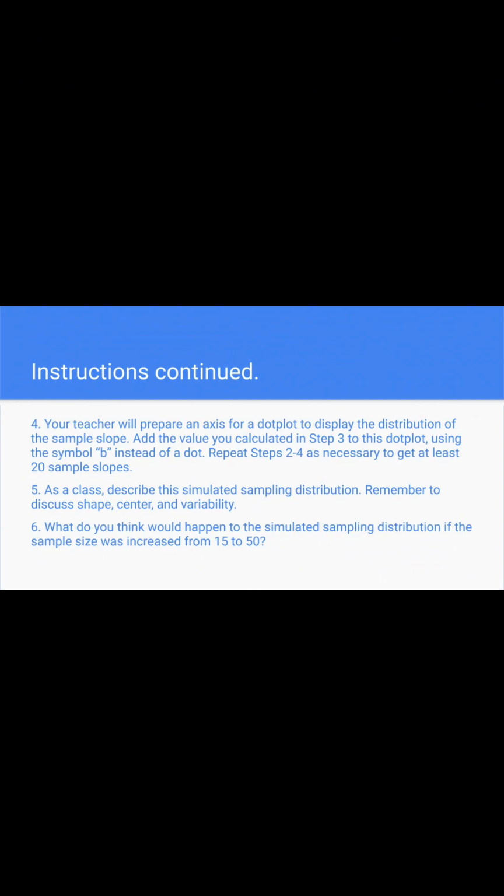Step 5. As a class, describe the simulated sampling distribution. Remember to discuss shape, center, and variability. Step 6. What do you think would happen to the simulated sampling distribution if the sample size was increased from 15 to 50? Discuss as a class. Steps 4 to 6, unlike steps 1 through 3, we will actually go over in this video.